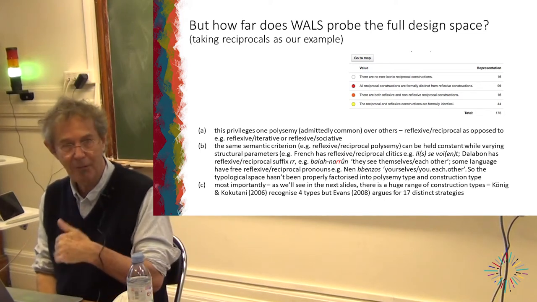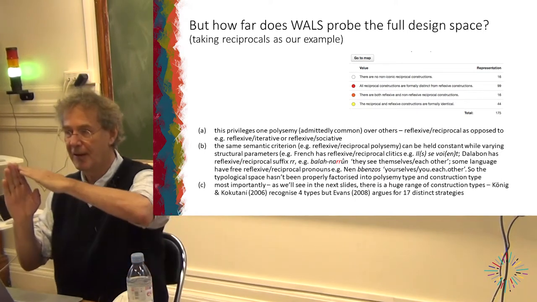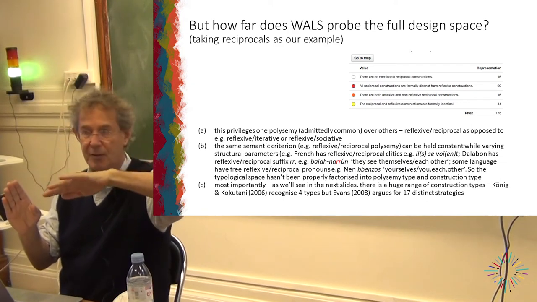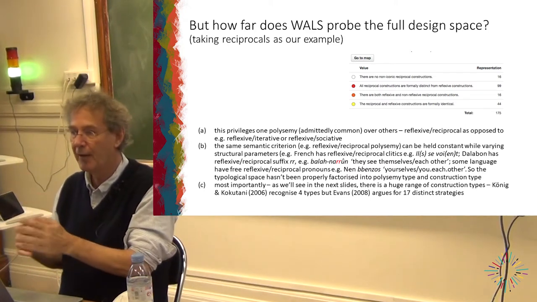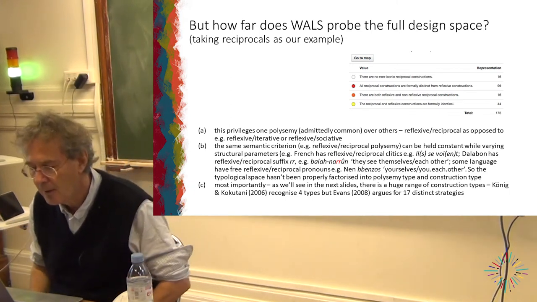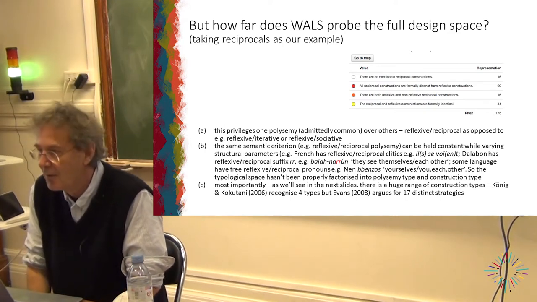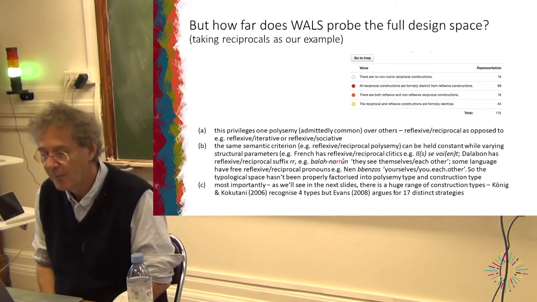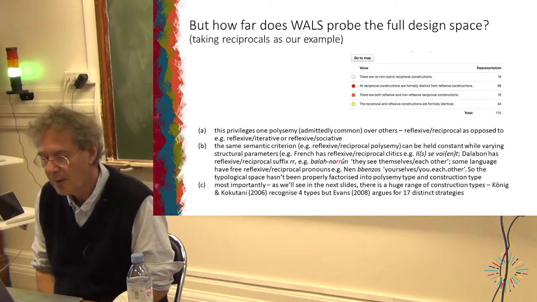So the typological space hasn't been properly factorized. If you're really seriously doing typology, you say, well, let's look at the semantic dimension. What are all the possible polysemies, or is it dedicated? And let's look at the structural dimension. Is it realized by verbal affixes or clitics or some sort of special noun phrase or whatever? And then perhaps most important of all, as we'll see in the next slides, there's just a huge number of other construction types which aren't well sampled by this. So the types that I'm going to be showing you just don't get captured at all by this.